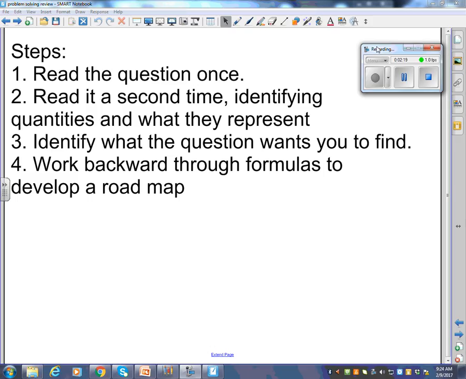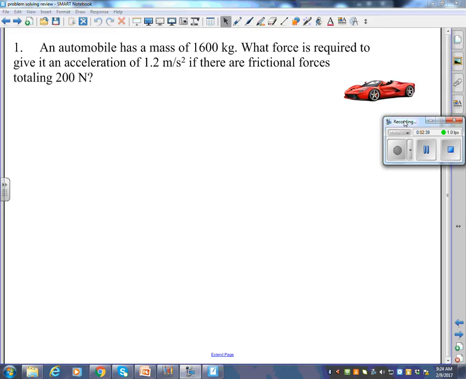Identify what the question wants you to find, like what's the question actually asking for, and work backward through formulas to develop a roadmap, if you will. And as you get more experience, that roadmap just sort of, you just know where to go. It's kind of like driving to school. Eventually you just do it by muscle memory. So here's the first one.